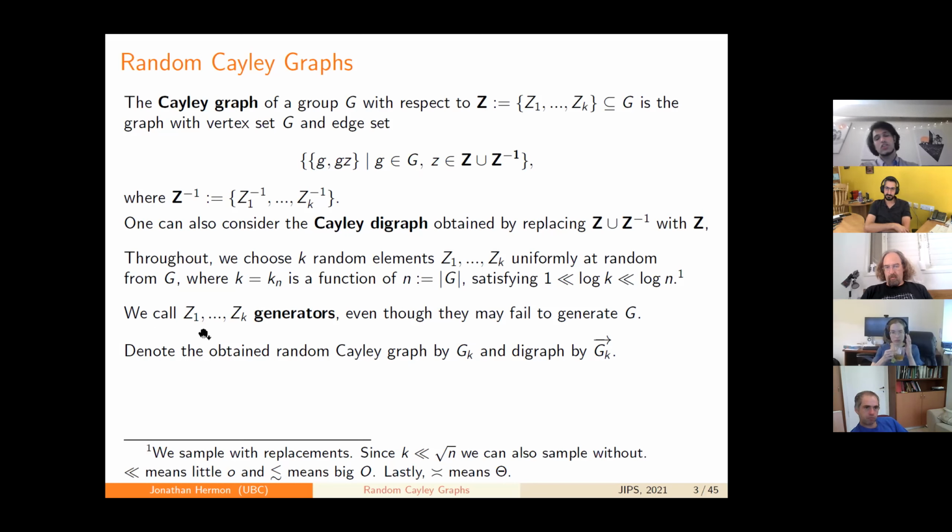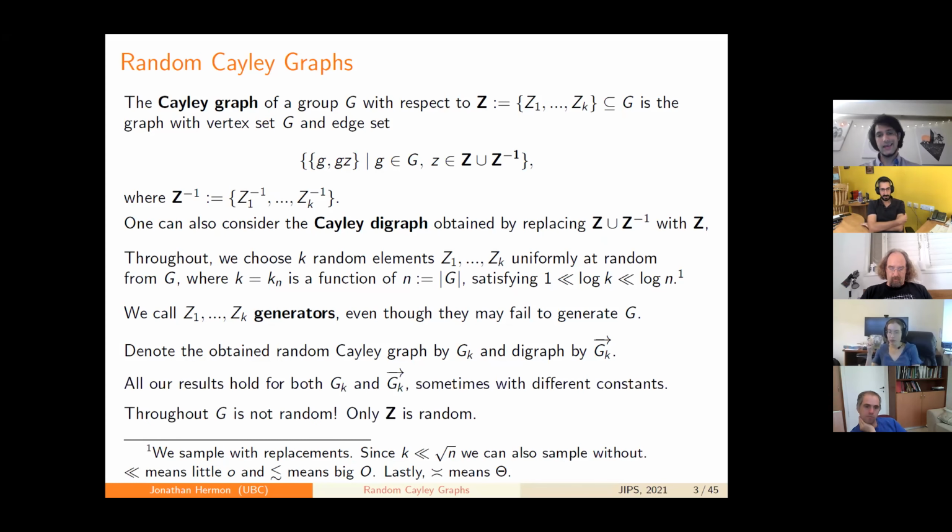There's an abuse of terminology because I will call Z1 to Zk the generators, but I'm not conditioning on the event that they generate the group. But in the setups that we will consider, in particular, we will show that with high probability, they generate the group. So even though I'm not conditioning on this, I will call them generators. We will denote this random Cayley graph by G sub K. And even though all our results also work for the digraph, maybe with different constants, in this talk we only talk about the Cayley graph.